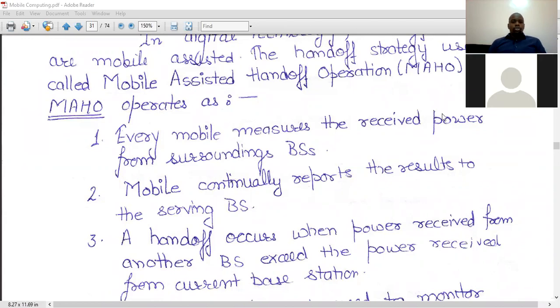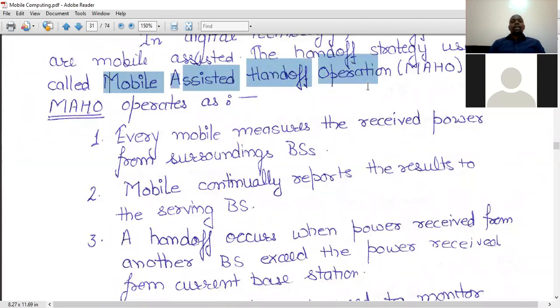All right. So mobile assisted handoff operation is a strategy for how base station controllers do handoff. It's a strategy for how to manage handoff. So if I ask you how base station controllers manage handoff, they use this particular strategy called the MAHO strategy, the mobile assisted handoff operation.